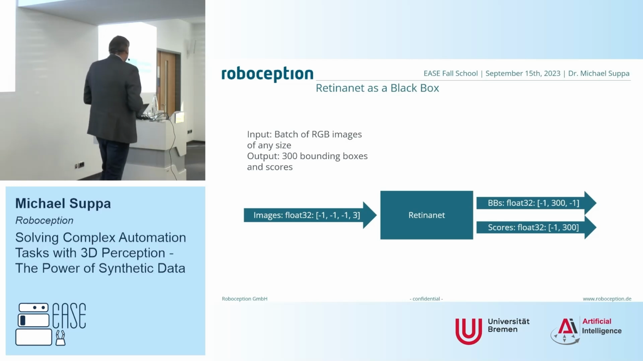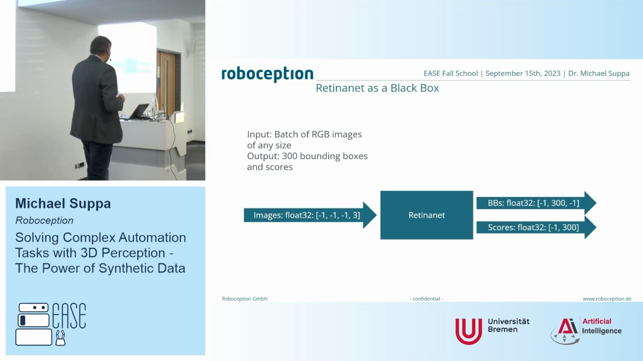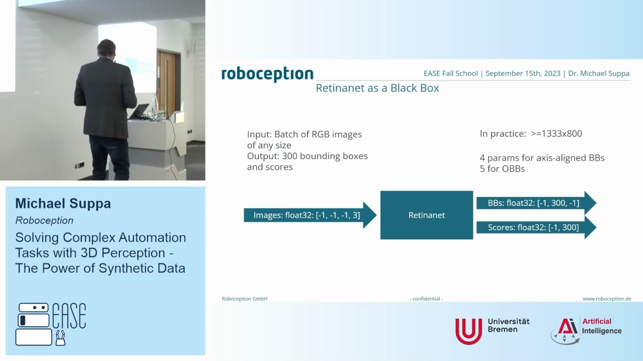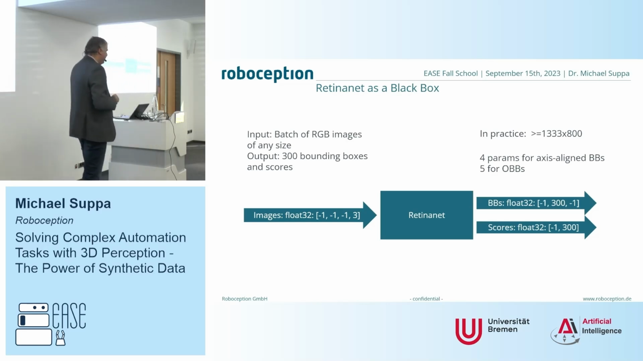We are using RetinaNet most of the time for the bounding boxes at this point in time. Of course, there are multiple other nets you can use for that. RetinaNet is old but good, so to say. There's a lot of new stuff that you can think of, but it gives you a good indication of what this first step actually does. So you have a batch of RGB images, any size. You're getting some bounding boxes and scores out of that. In practice, you have a resolution and a couple of parameters, like 4 parameters for the axis-aligned bounding boxes and 5 for oriented bounding boxes, and that's basically the first step that you run with your bounding box detector.